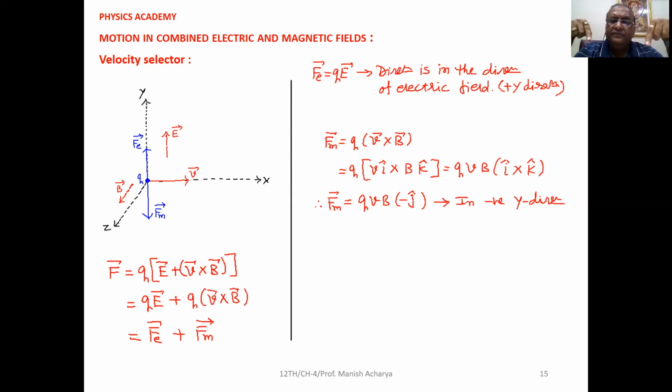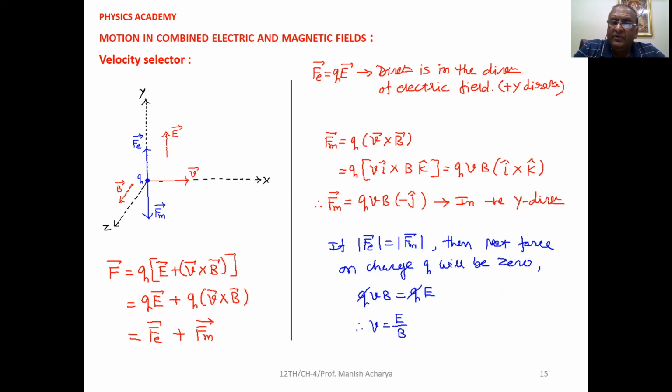So when electric field, magnetic field, and the velocity of the charged particle, all these three are mutually perpendicular, at that time the electric force and magnetic force acts on the particle are mutually opposite. Now see here, suppose we consider the magnitude of these two forces, that is equal.